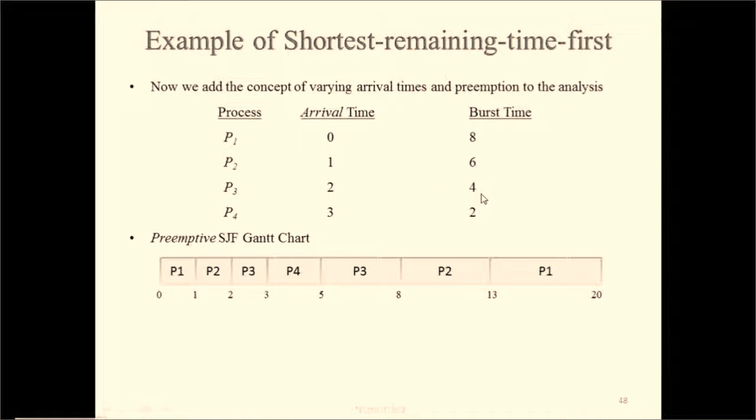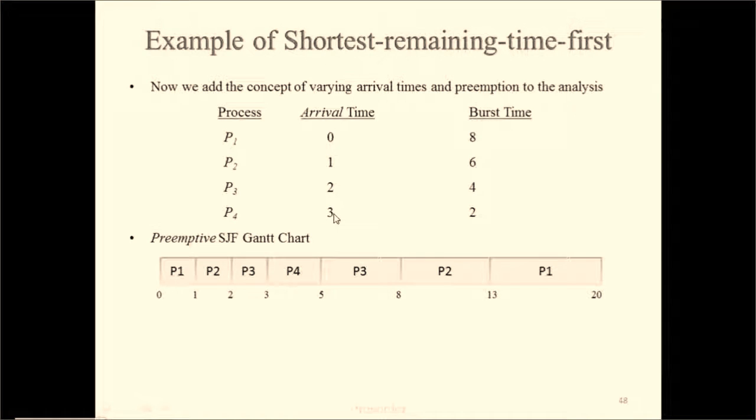So P3 will be scheduled. It will continue to use the CPU for 1 unit of time. The situation is reviewed at time equal to 3. At time equal to 3, the scenario is P1 7, P2 5, P3 3, and now P4 2, because P4 is also now in the race after 3 units of time.